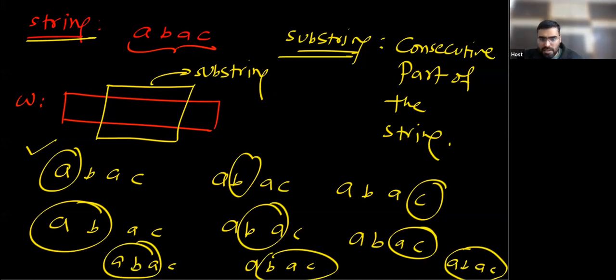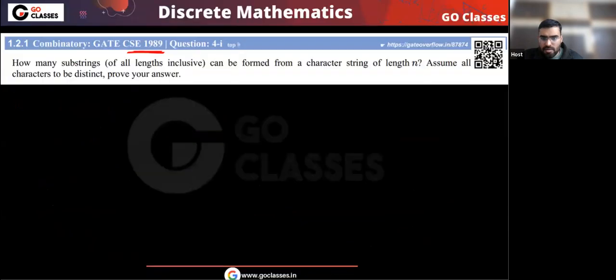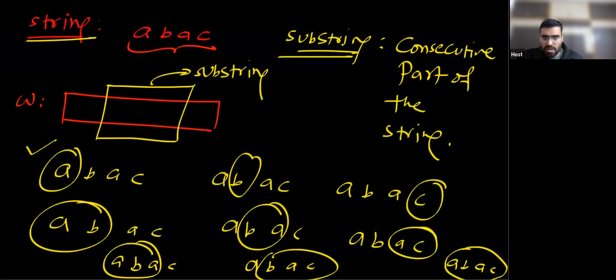Now, let me clear one point here. Here you might be thinking, where is epsilon? Let me tell you that in TOC, in the theory of computation subject, we use this epsilon. In discrete mathematics, there is no such thing as epsilon.